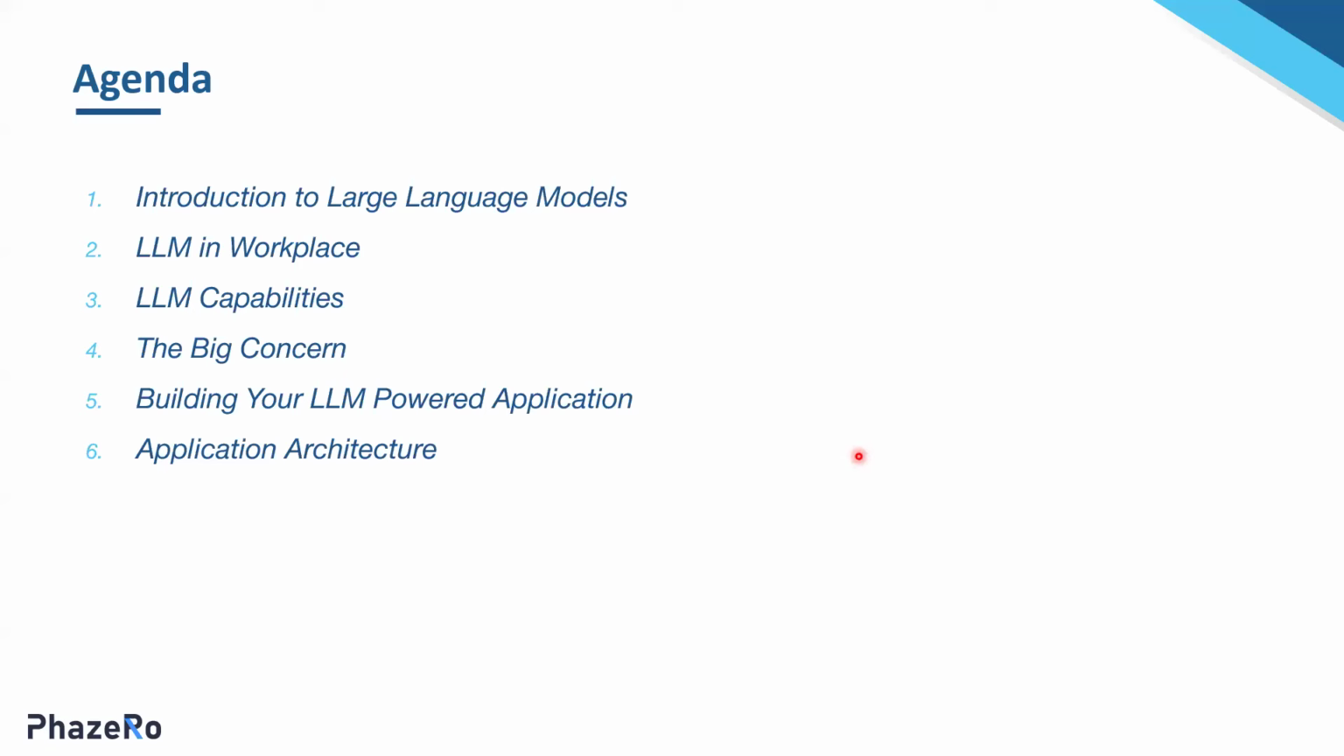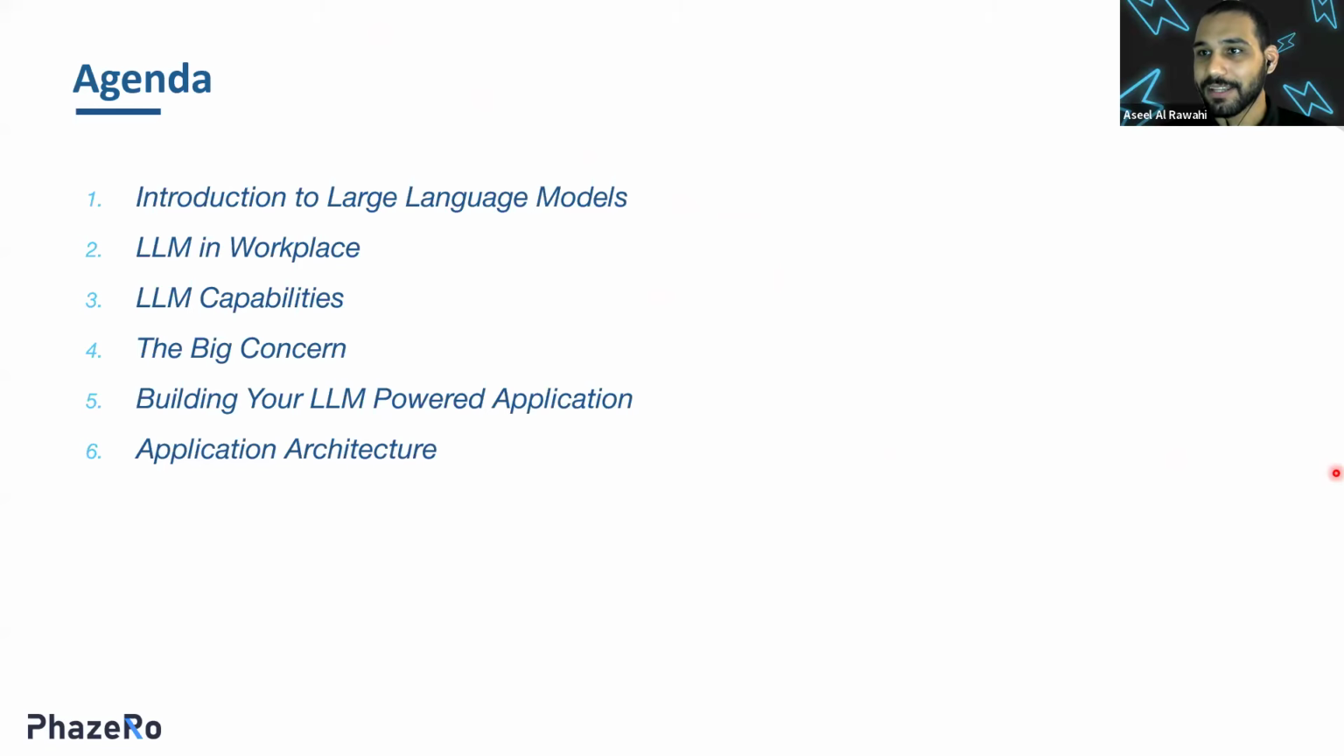So we have our agenda here for today. We will be starting by introducing large language models: what they are and how they are built. Then we will go over how we can utilize large language models in our workplace. Then we will look at some of the capabilities of large language models, just to brainstorm and find cases relevant in our workplace. Then we will go over the big concern of large language models and how we can build a robust system that utilizes large language models. Lastly, we will look at how this architecture really looks like.